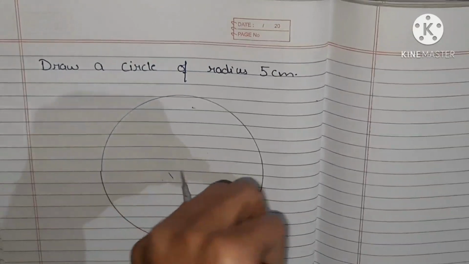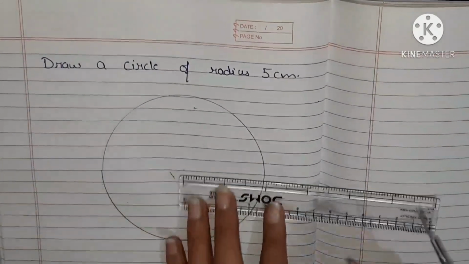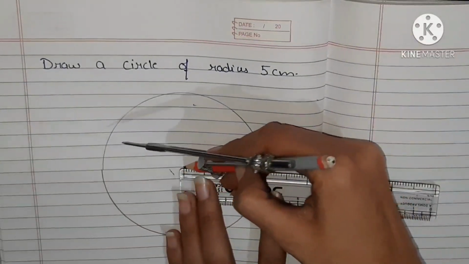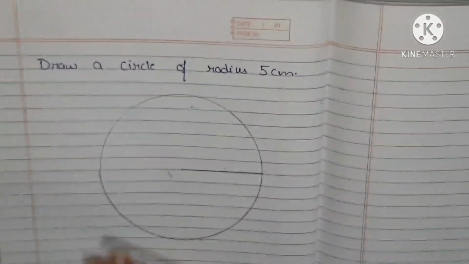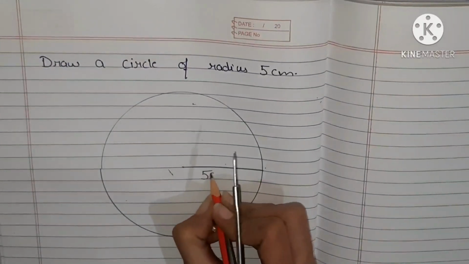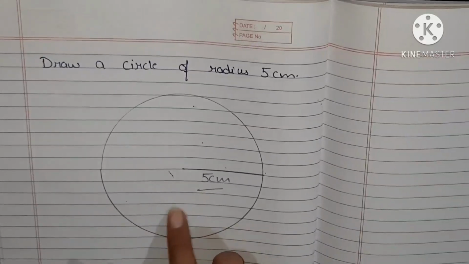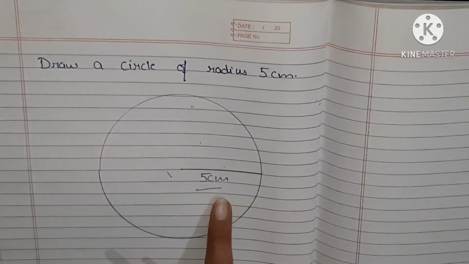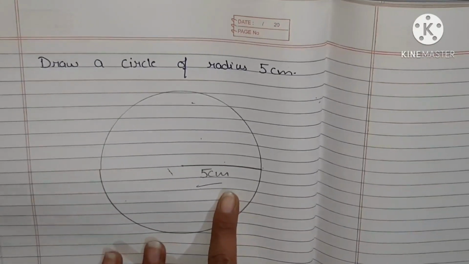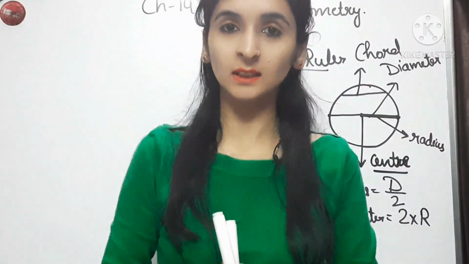Right, so here we have drawn the circle. So this distance from center to this circle is 5 centimeter. This is 5 centimeter. So this is the way we have to draw a circle of radius 5 centimeter. Okay, so now you have seen how to draw a circle.